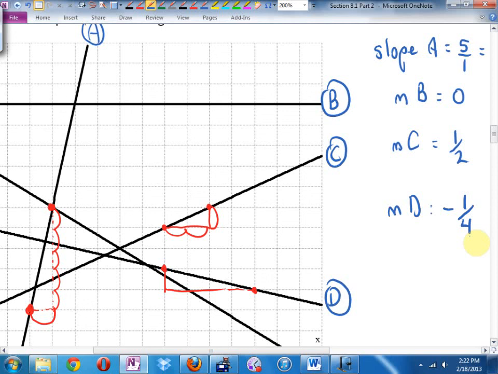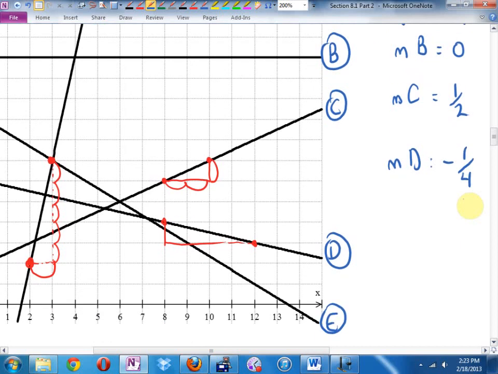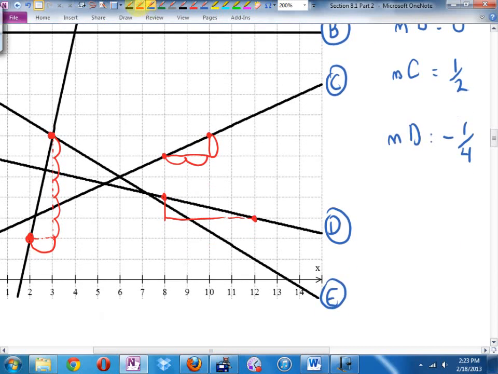Dylan, yeah? Negative 1 over 4? Is that what you got? Do we ever write numbers with fractions with nothing on the top? Oh, you can put the negative on top or in front, yeah. So it's negative 1 over 4, and you can either say that as negative 1 over 4 or negative 1/4. We're good? Good, try E. Try finding the slope of E.